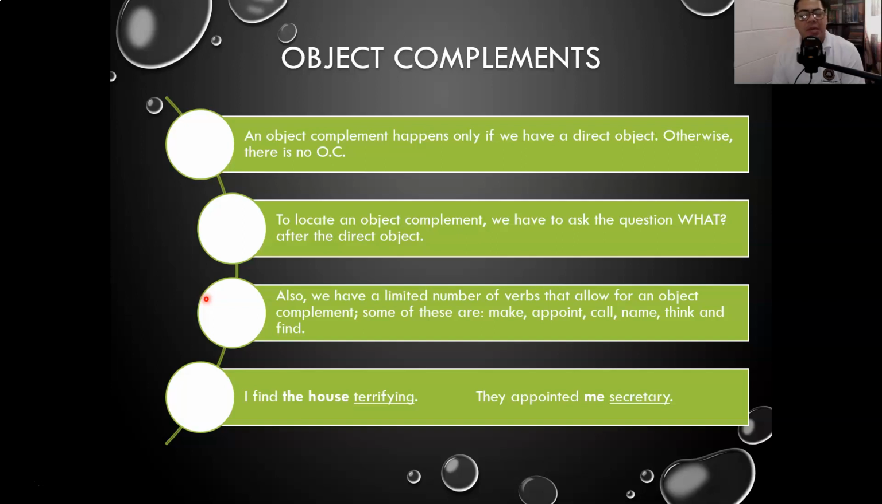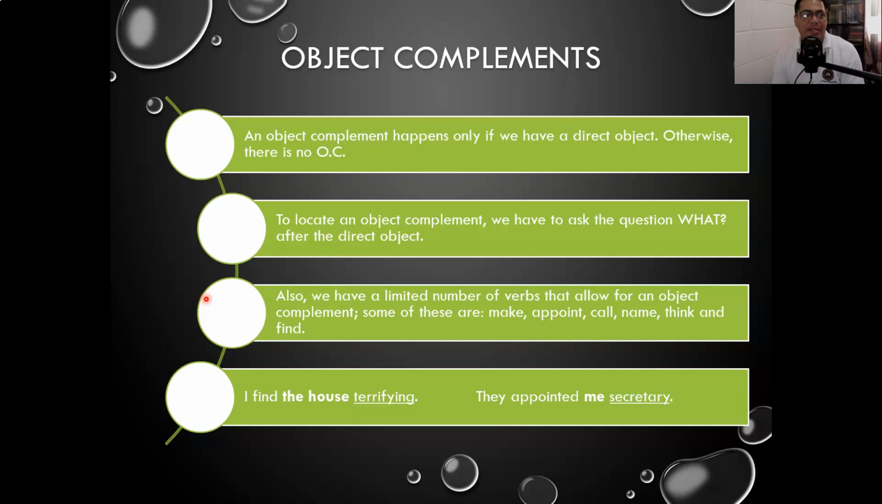There are cases in which we have object complements for other kinds of objects. For example, for objects of prepositions, objects of gerunds, objects of infinitives. But I am not going to discuss this because that would be to ask too much of you guys. I would end up confusing you, and that would be a lot of work for you, and my point is not to complicate things right now, right?